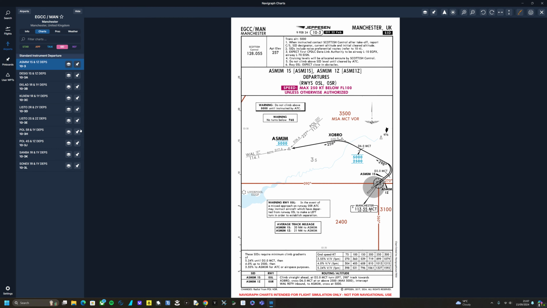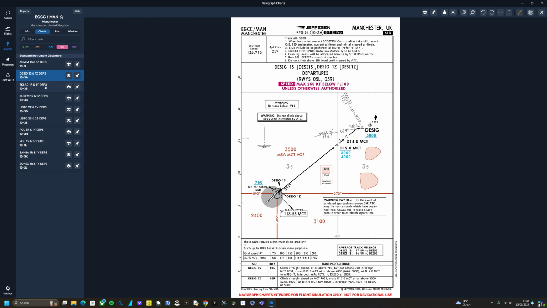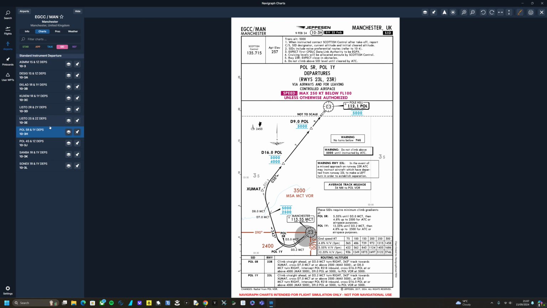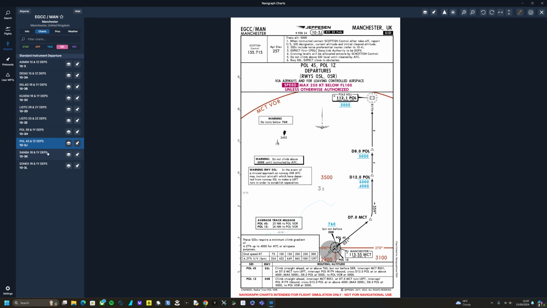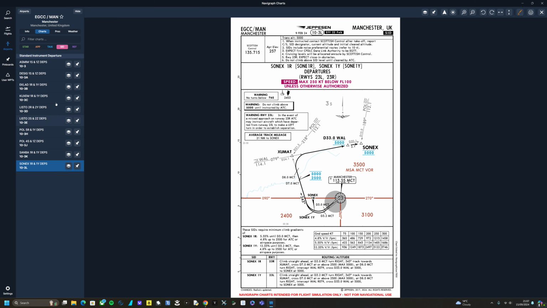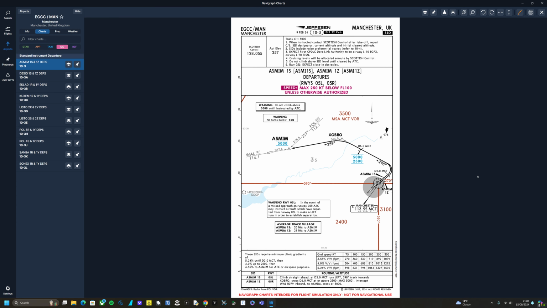Let's just do the which one should we do? Is there an interesting one we can do? I don't think there really is for Manchester, to be fair. We'll just use this top one, I guess.